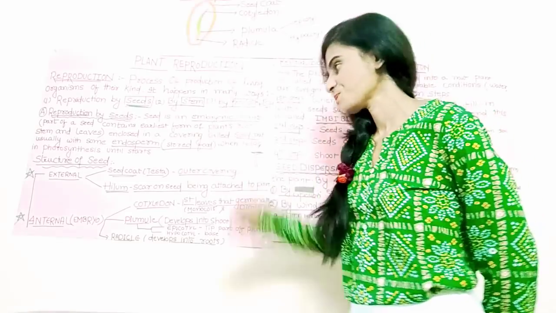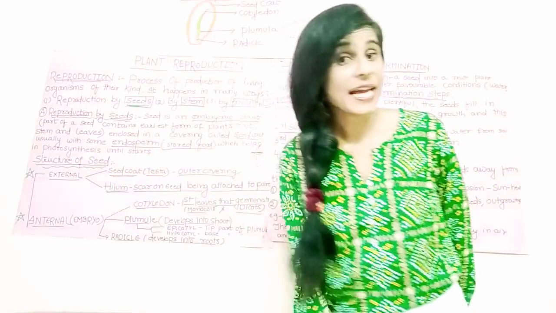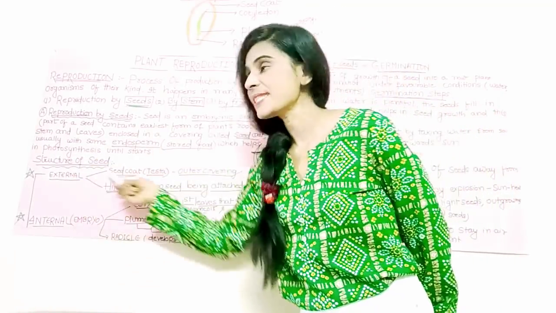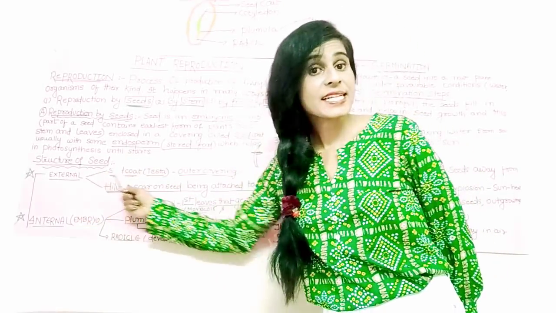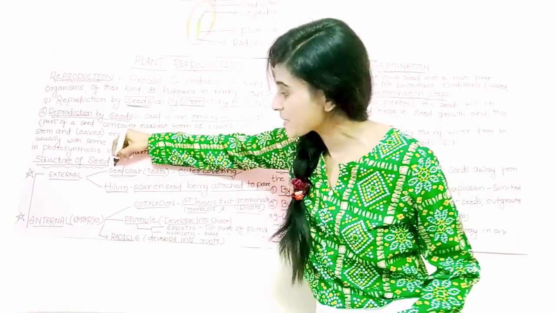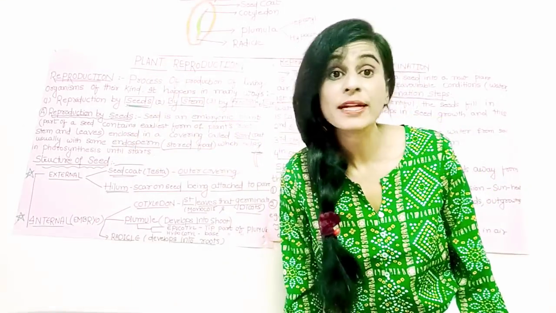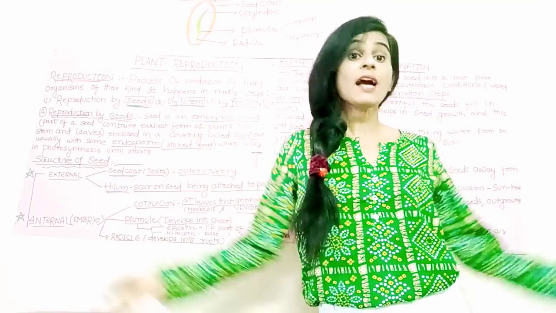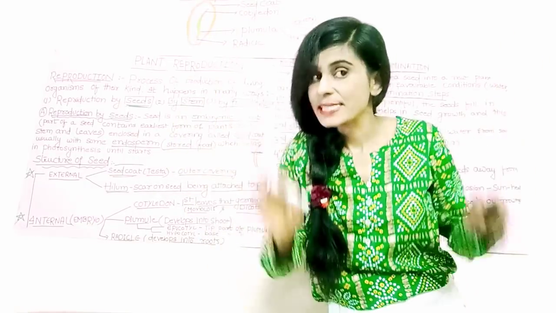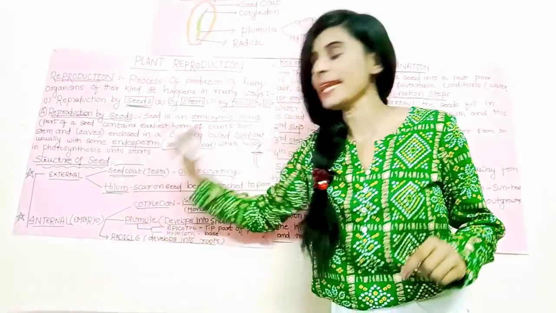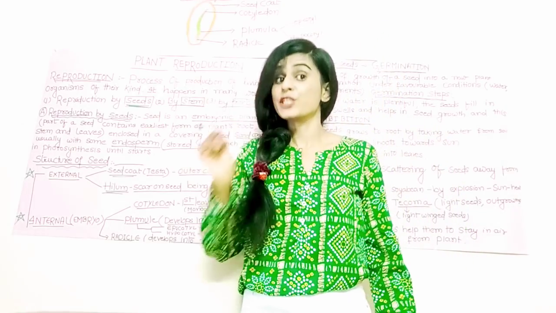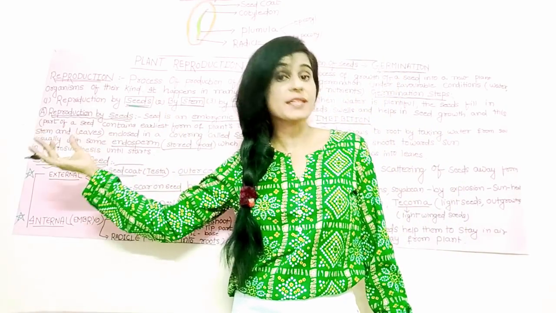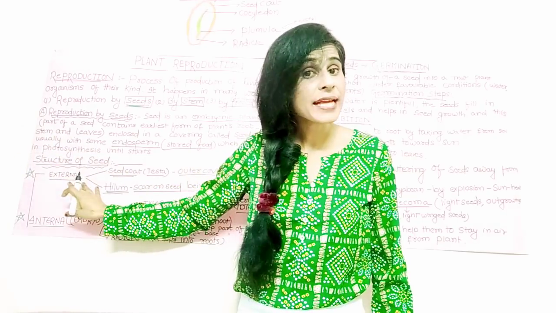Okay, for you. So, the structure of the seed has how many types? External structure of the seed and internal structure of the seed. External structure of the seed, how many types? Seed coat, which we can call testa. What is testa? The outer covering of the seed. And the second one, hilum. What is hilum? It's a scar which shows it had the attachment with the parent. So this is about the external part.